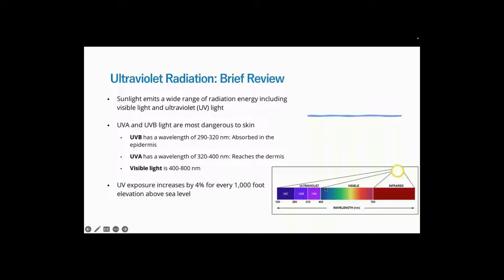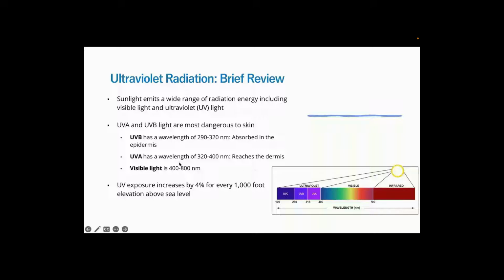if you look at our wavelength spectrum down here, light that we can see falls within the 400 to 700 nanometer wavelength. The wavelength just shorter than visible light is our ultraviolet light, and this is emitted by the sun. UVB has a wavelength of 290 to 320, and it is absorbed in the epidermis, which is the top part of our skin. UVA has a wavelength of 320 to 400 nanometers, which reaches the deeper part of our skin, called the dermis. And then visible light is between 400 and 800 nanometers.